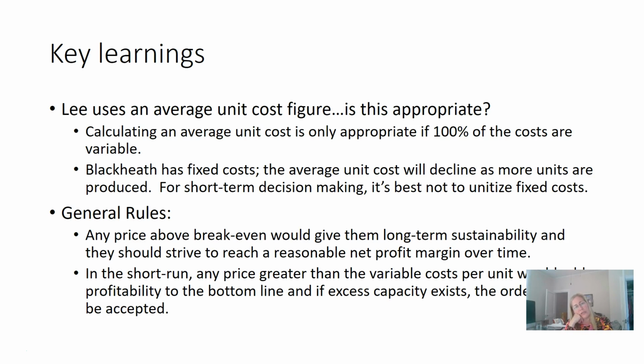All right, so the question then is that he uses an average unit cost figure, and you have to decide if that's appropriate. And hopefully by now you've kind of figured out that it is only appropriate if 100% of the costs are variable, which in this case they're not. Okay, so they have the fixed costs, the average unit cost will decline as more units are produced. So for short-term decision making, it's best not to unitize the fixed cost. In fact, what I would suggest is you ignore them altogether and you only focus on whether or not the sale contributes to covering fixed costs.